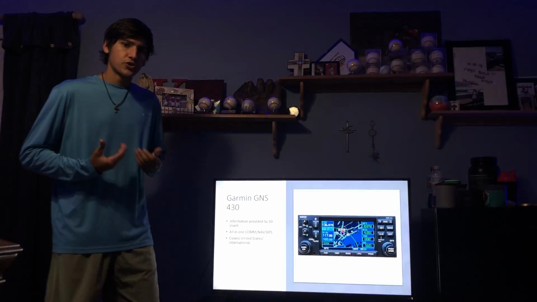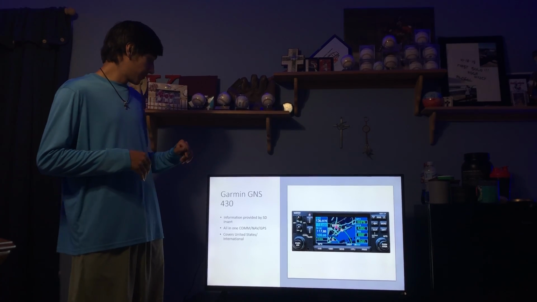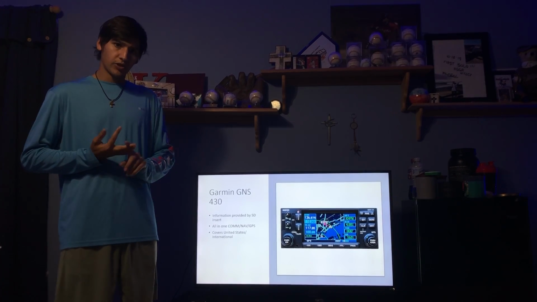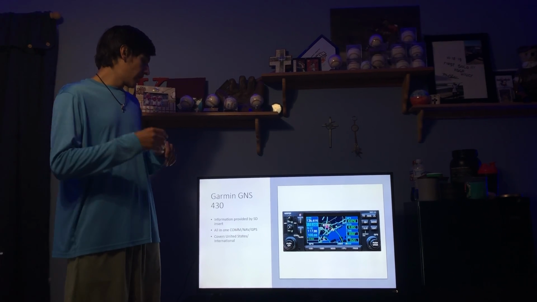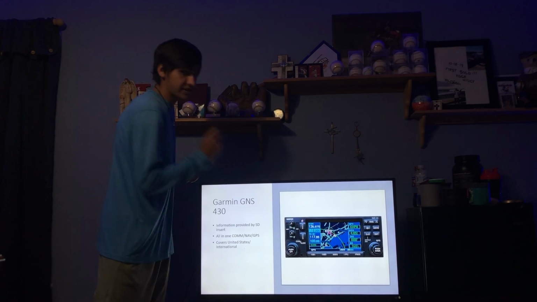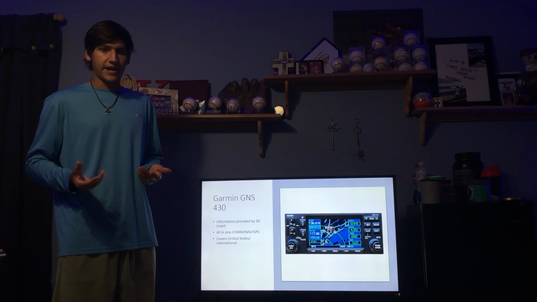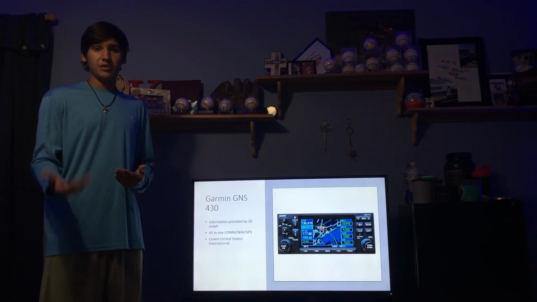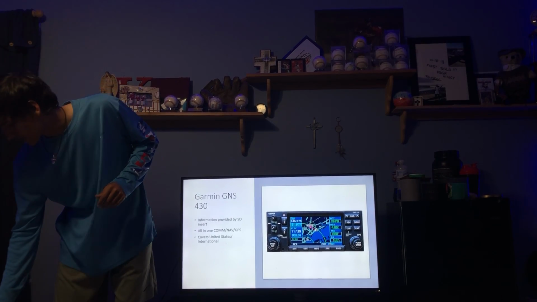So the GPS I chose for this presentation was the Garmin 430, or Garmin GNS 430. It is an all-in-one GPS navigation and communication system. It covers United States and international, but it all is provided from an SD card that you stick into one of these little SD slots. You can download the information to the SD card from a Jeppesen database, which will give you the most current and approved GPS statistics for this kind of GPS.